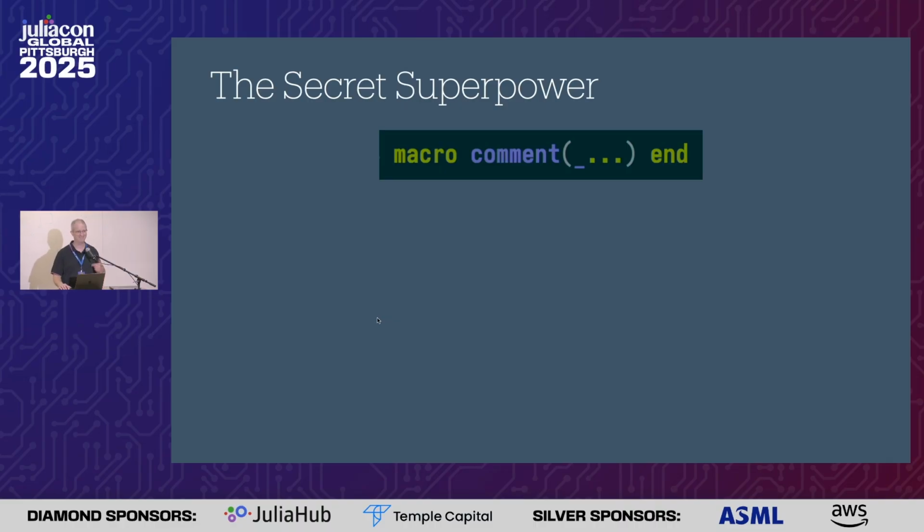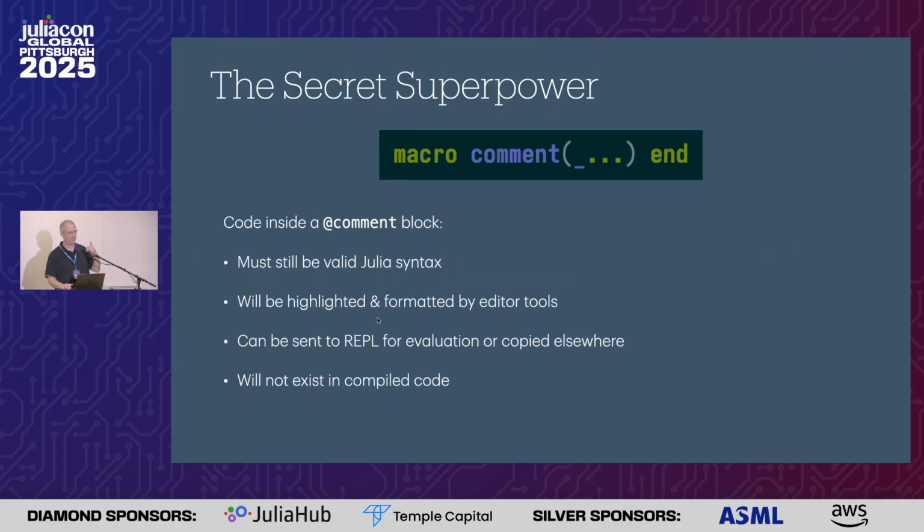You can laugh. It's nothing, right? But that's the point. So what does a macro like this do? We already have line comments. We already have block comments. Why would you have a macro comment? Well, it turns out when you put code inside of a macro comment, it must still be valid Julia syntax.